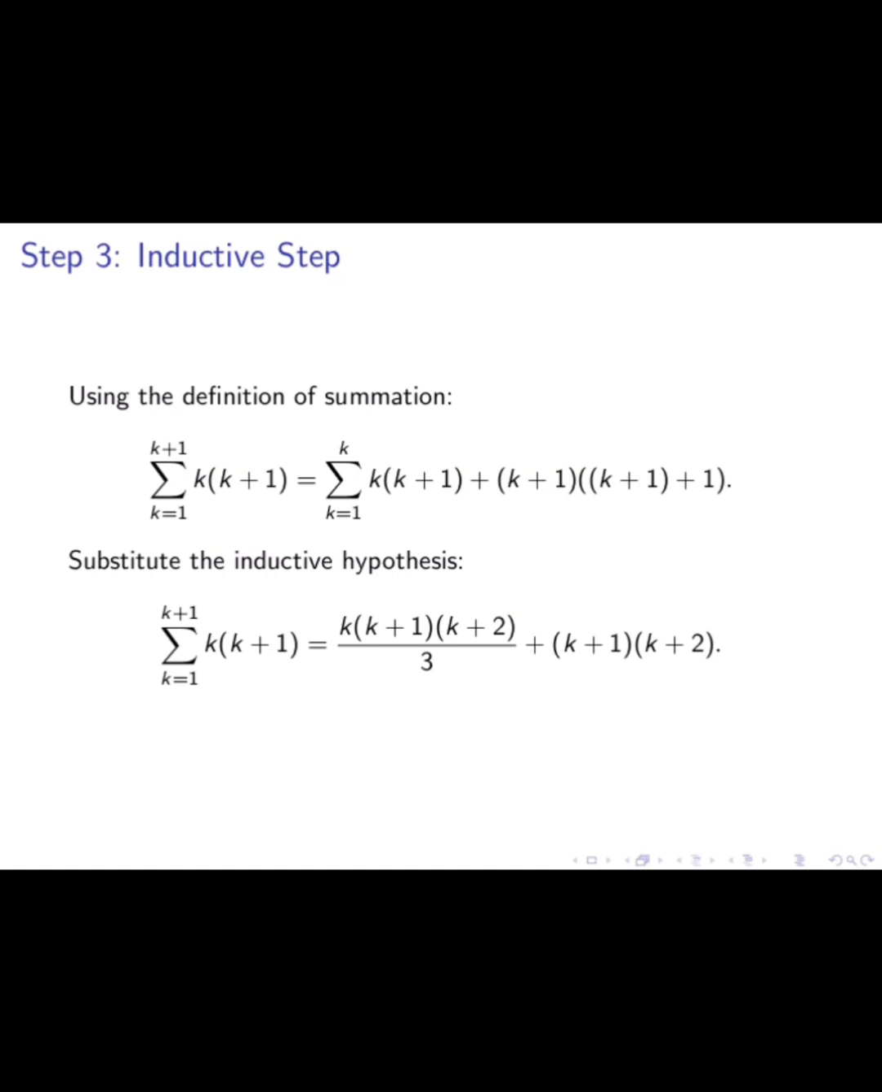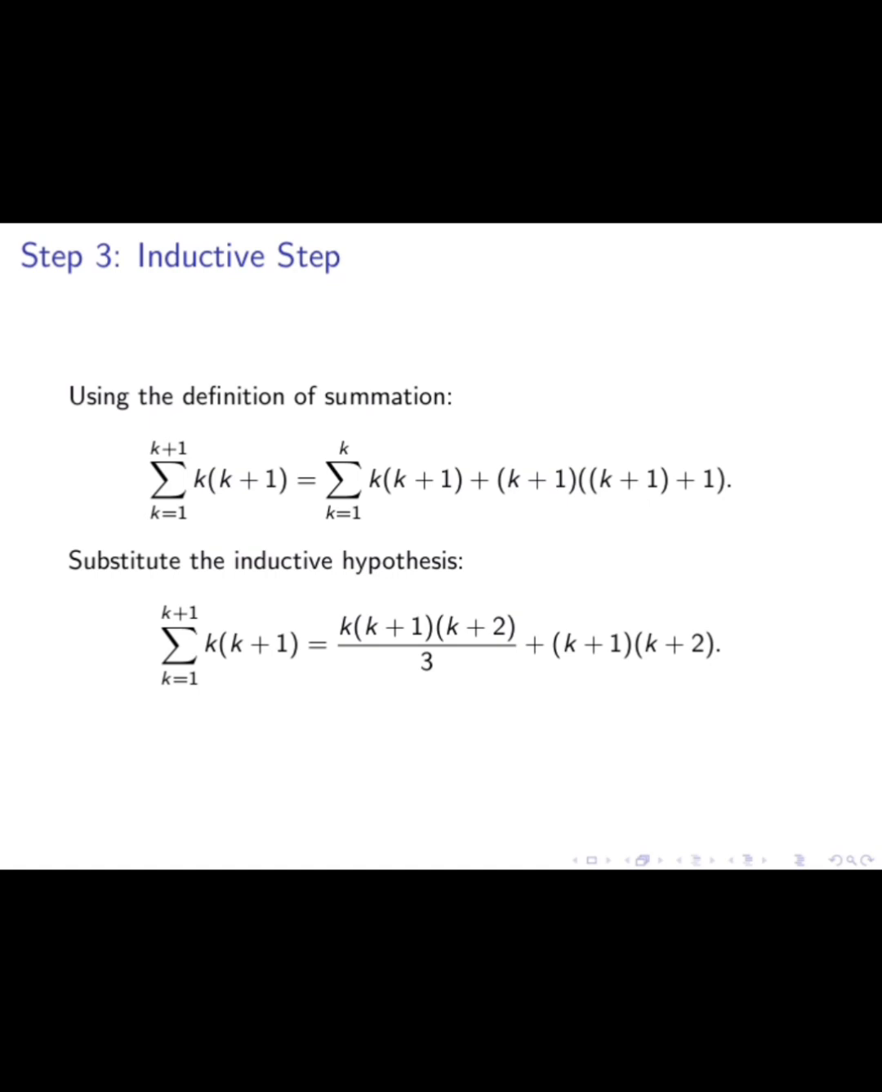Now we are going to substitute the inductive hypothesis. If you remember from step 2, we already have the inductive hypothesis: the summation from k equals 1 to k of k open bracket k plus 1 is k open bracket k plus 1 close bracket, k plus 2, over 3. So we substituted the inductive hypothesis back into step 3. When we substituted, we have the last expression below.